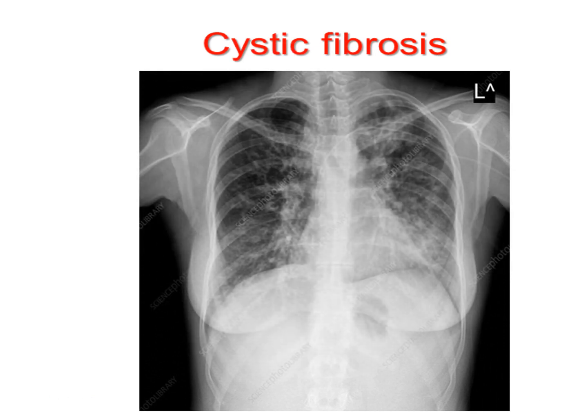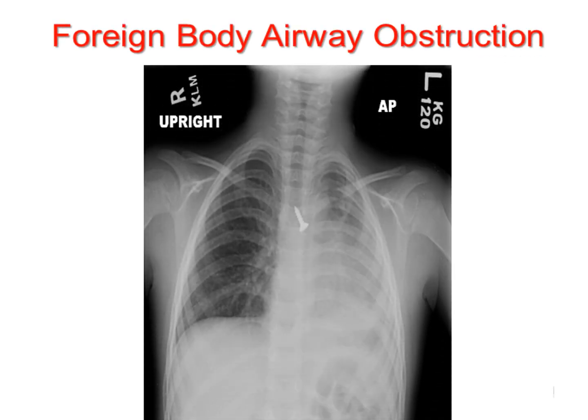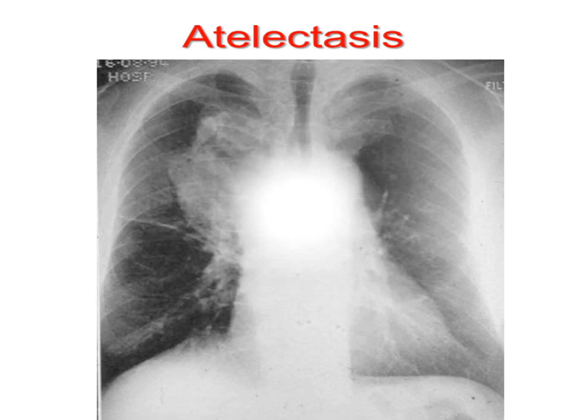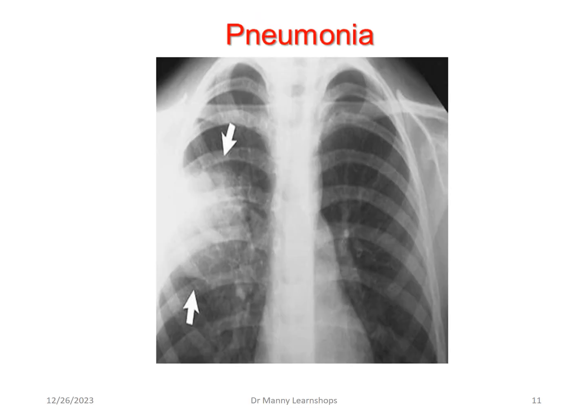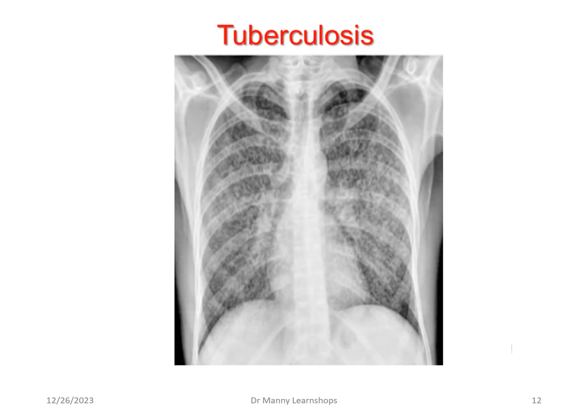Here are some examples of type 1: cystic fibrosis, foreign body airway obstruction, atelectasis or lung collapse, trauma. I mean, we've got a fractured right clavicle there, and fractured ribs, 1, 2, 3, 4, 5 posterior fractured ribs. Pneumonia, right middle lobe. Tuberculosis, fibrotic lung disease.